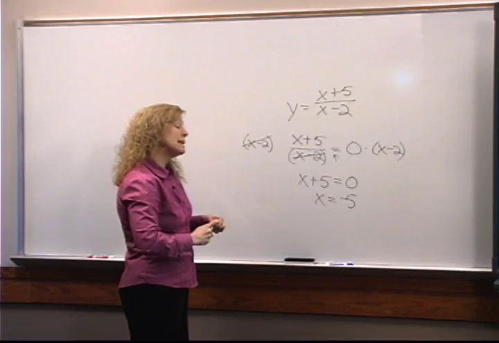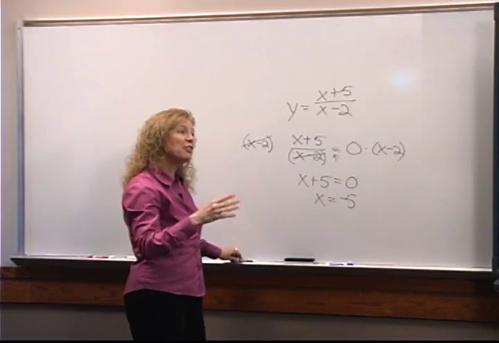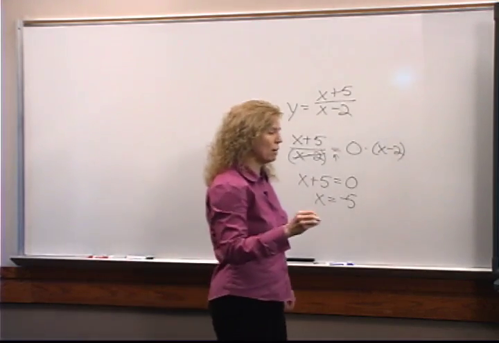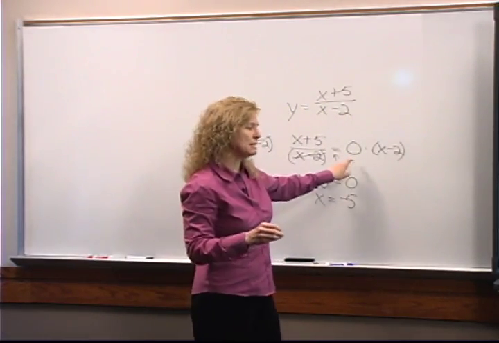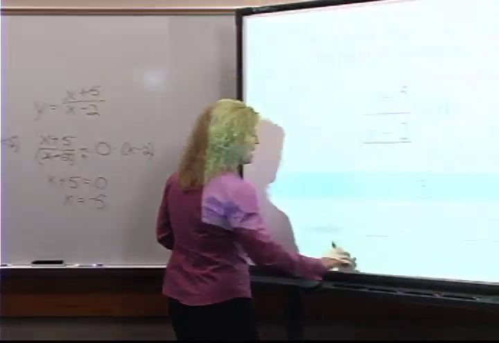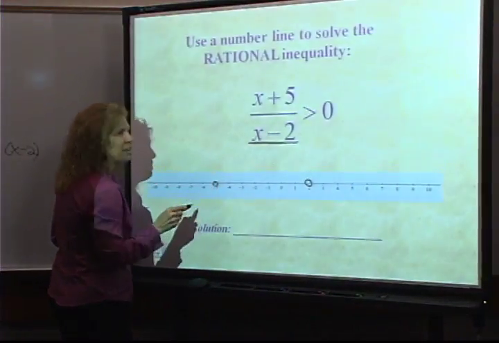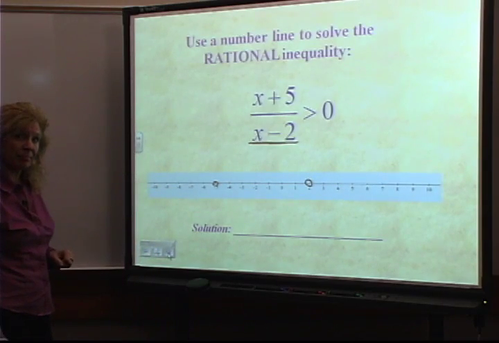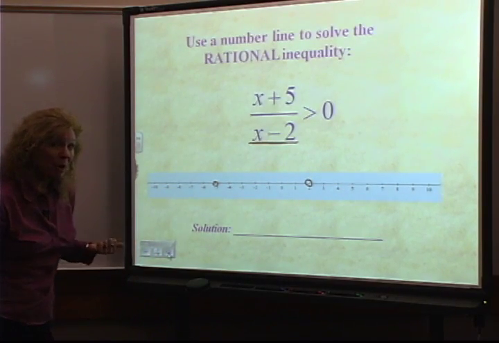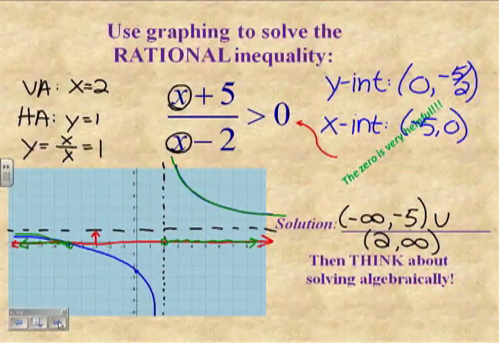That means that negative 5 is another breaking point for me. Now at negative 5, this is going to equal 0, which means that I'm going to want an open circle there because I don't want it equal, I want it bigger. Hey, by the way, if you go back and look at your notes from the last screen, you'll notice that these were my two very important points.